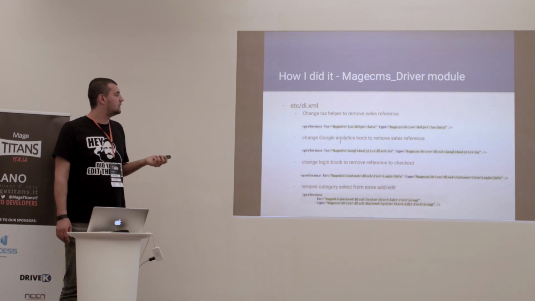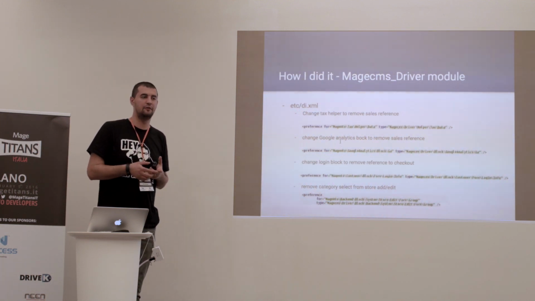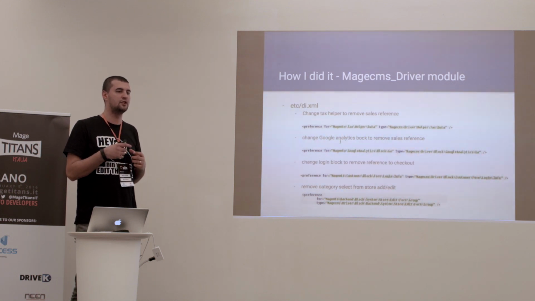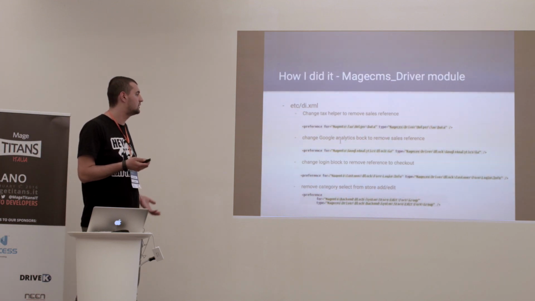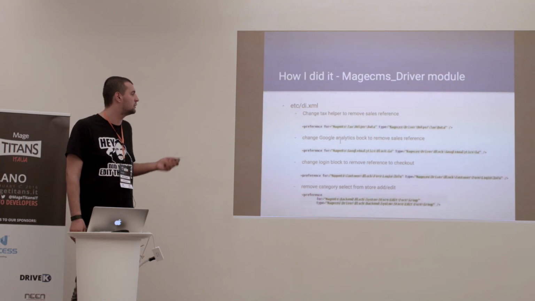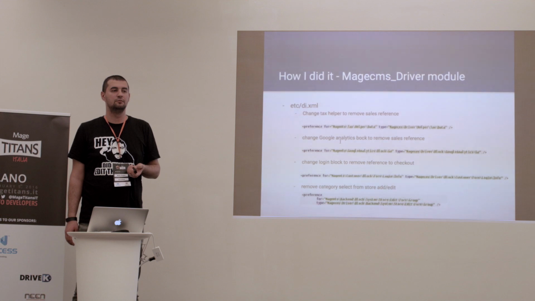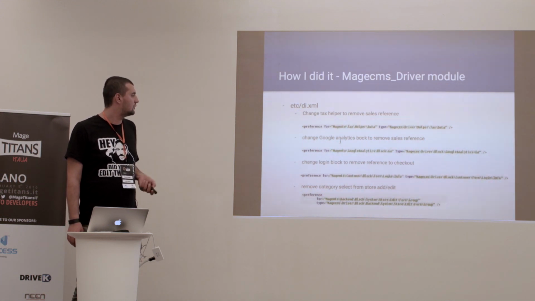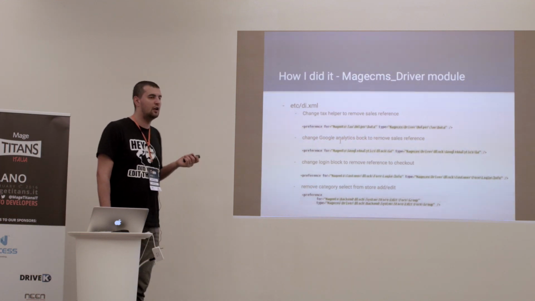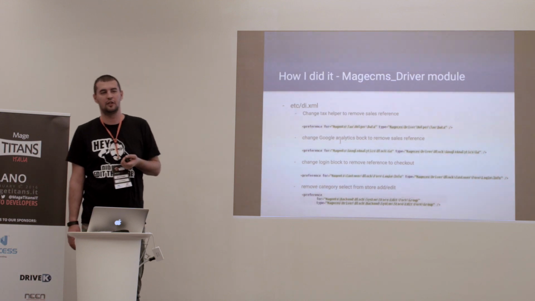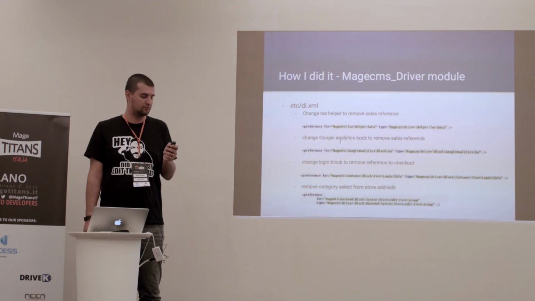Then I had to rewrite the Google Analytics block because there was a sales reference in it, so when you finish the checkout, you can send your order details to Google. Since I don't have a sales module or a checkout module, I don't need that. And I needed to change something in the customer module that referenced checkout. Oh, yeah, and I had some headache with, when you create a store, you need to select a root category, but now I don't have categories anymore, and I needed to remove that drop-down field from the form.